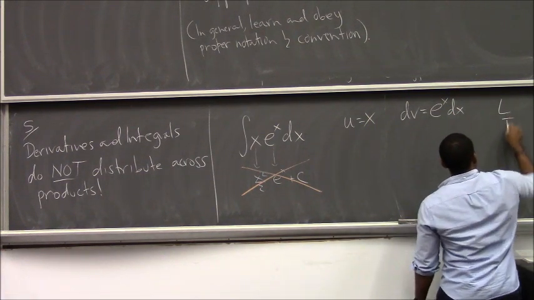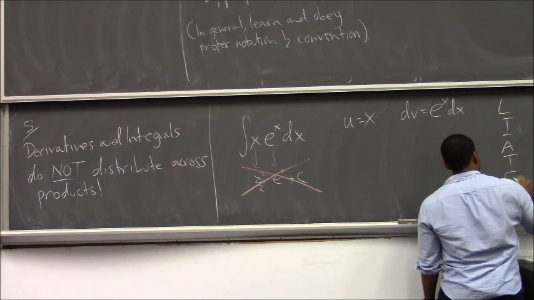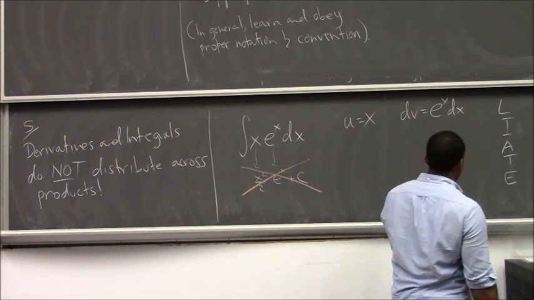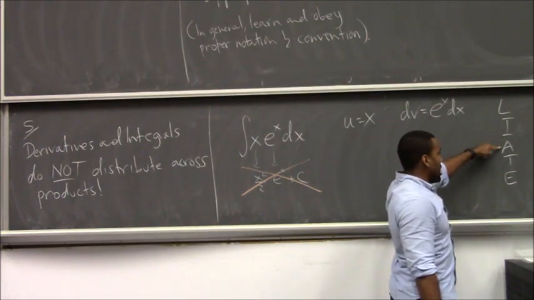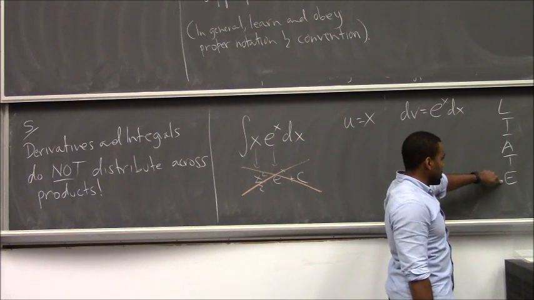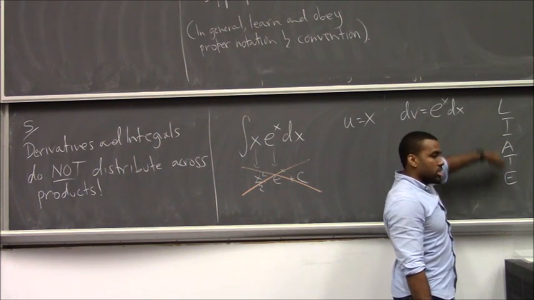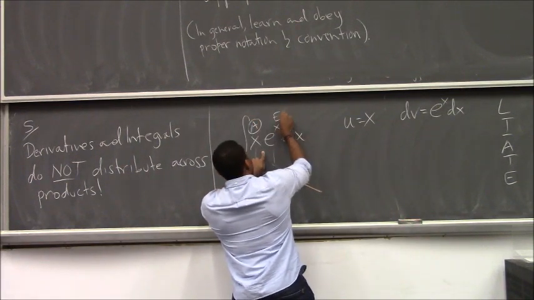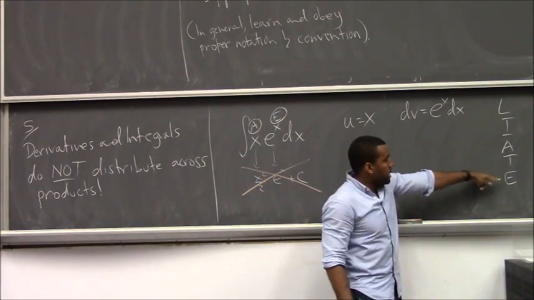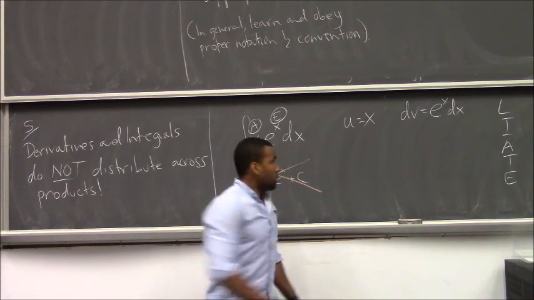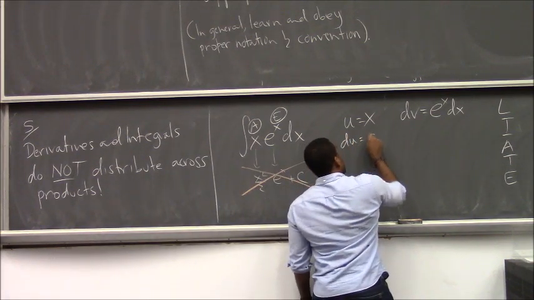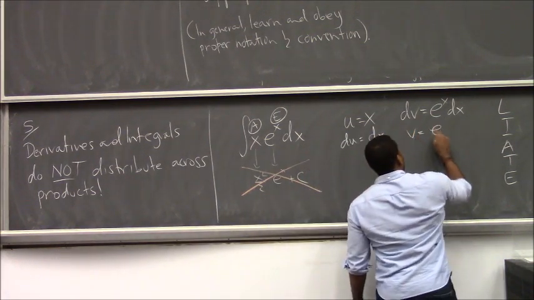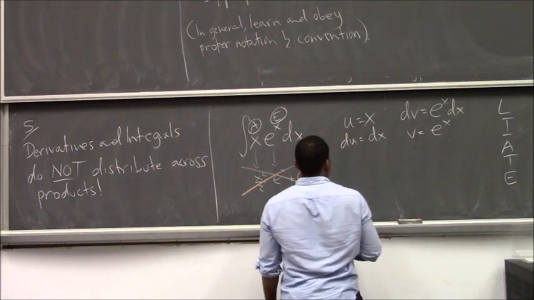The easy way to know how to choose is LIATE. That's something you should remember for Calc 2, that might ring a bell. Logs, inverse functions, algebraic, which means polynomials, trig functions, exponentials. Whoever is higher in the list gets to be the u. Here we have an a and an e. A is higher in the list than the e, so the a gets to be the u. Right? So now you find the du, which just becomes dx, you find the v, which is e to the x, and you would plug them into what's the formula?